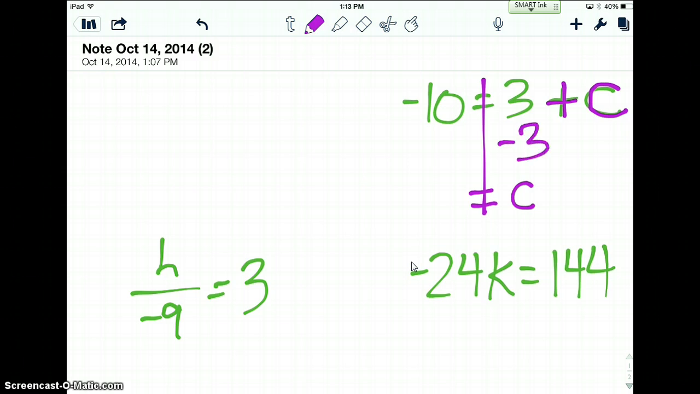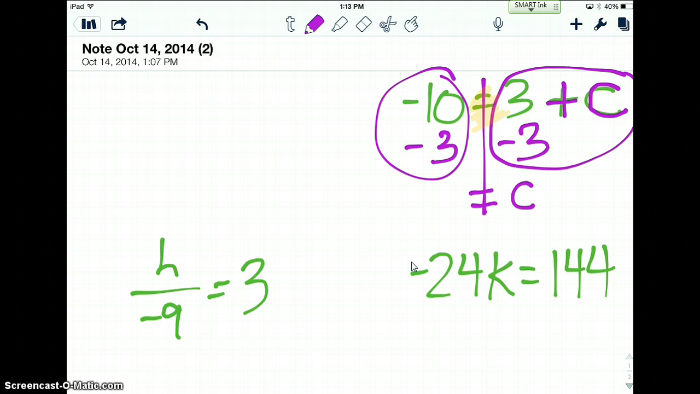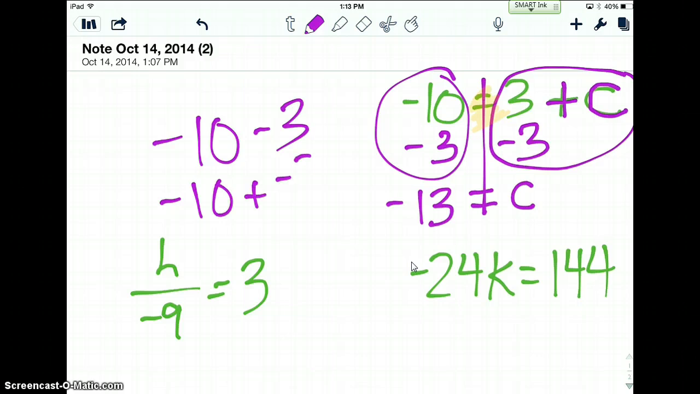So 3 and a negative 3 is 0. So if I simplify this side of the equation, I'm left with just C. But remember, this is an equation, so what I do to one side, I need to do to the other. So now if I simplify this over here, you might say, well, what does that say? Is that a subtraction by 3 or is that a negative 3? Well, it could be both. Depends on how you think of it. You could have negative 10 minus 3, which gives you negative 13. Or you could think of it as negative 10 plus negative 3, which gives you negative 13. So either way, we're getting negative 13.